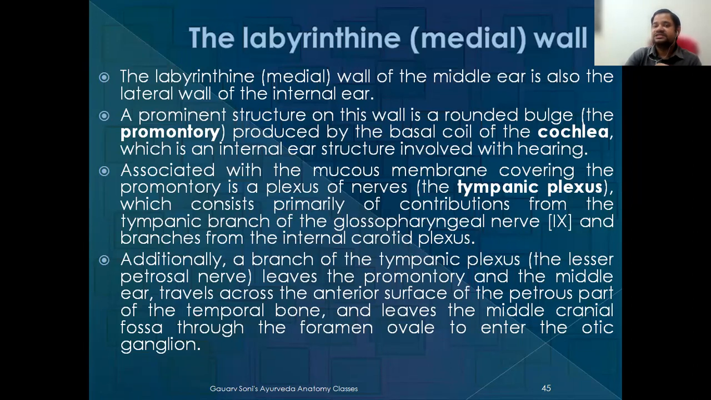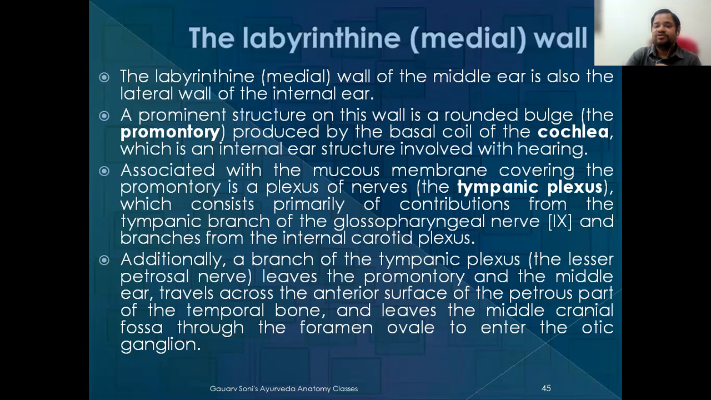A rounded bulge is there, which is produced by the basal coil of the cochlea, which is present in the internal ear just beyond the medial wall, and which is also said to be the organ of hearing. So due to the presence of that coiling, pressure is exerted on the medial wall, and that force produces a bulge, and that bulge is called the promontory.